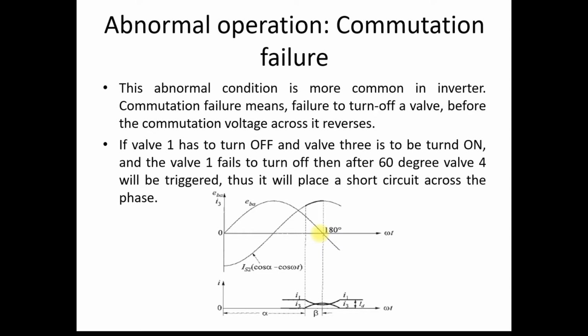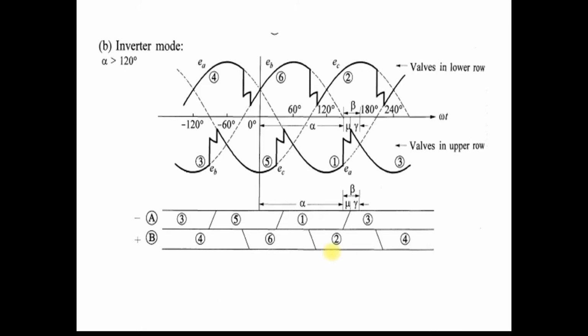Suppose you want to fire the valves at alpha 150 degrees, but because of some fault in the control circuit there is late ignition of the valves at 160 or 170. What will happen? Valve 1 will not be completely off before this commutating voltage becomes negative. So valve 1 continuously conducts and your incoming valve remains off. So what abnormal condition happens because of this? As we know, the conduction period of valves 1, 3 and 5 is from the upper group, and in the same way from the lower group, 4, 6 and 2.